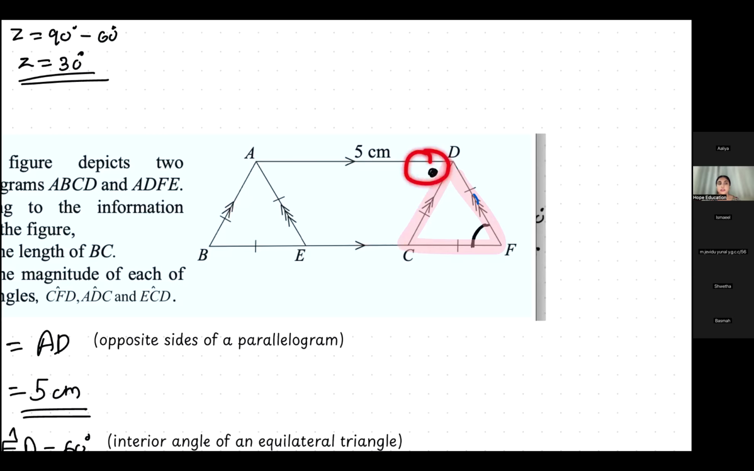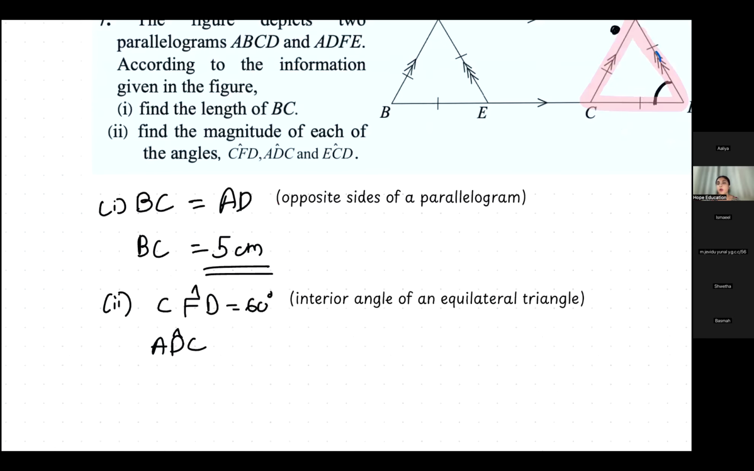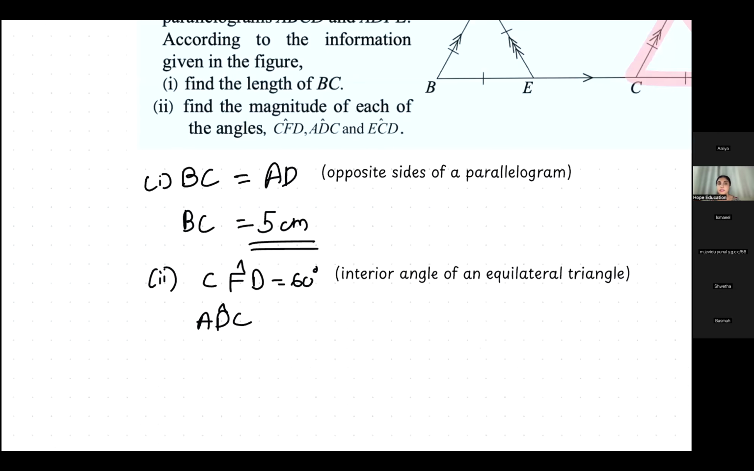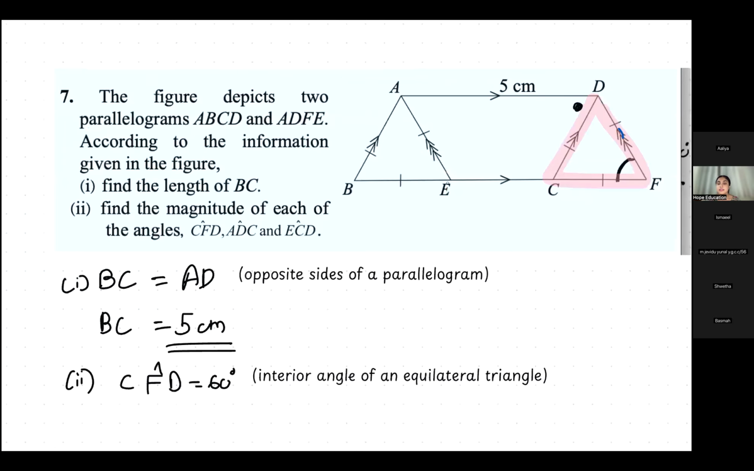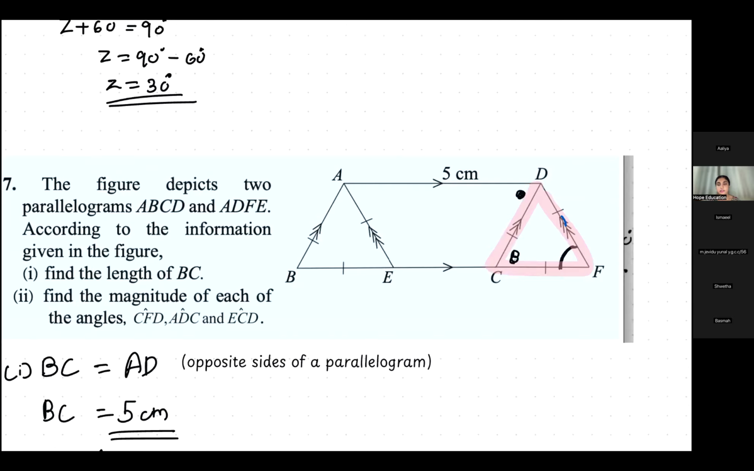So whatever method you use, it doesn't really matter. I will use the alternate angles method. You can use any other method that you prefer. Okay. So first I will write that this is 60 degrees. DCF, 60 degrees.